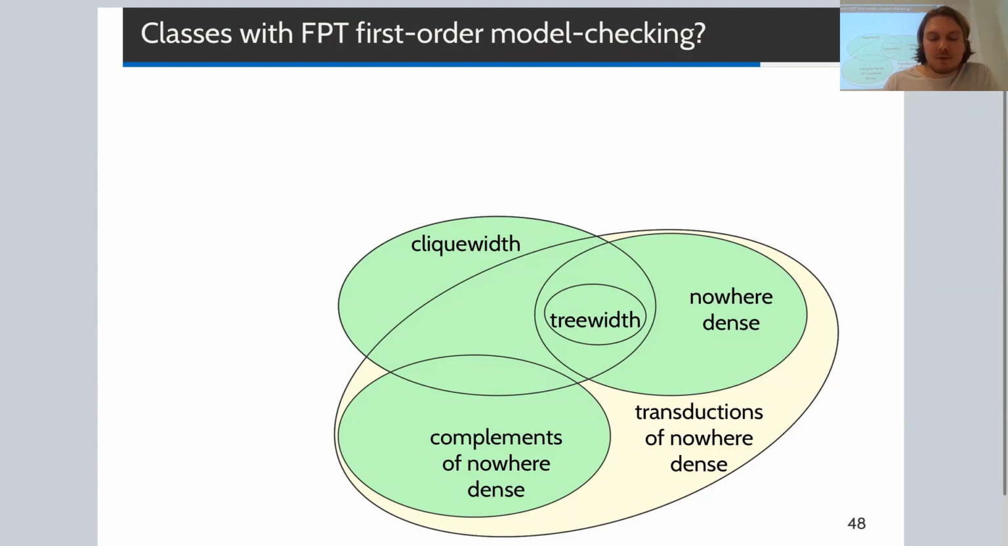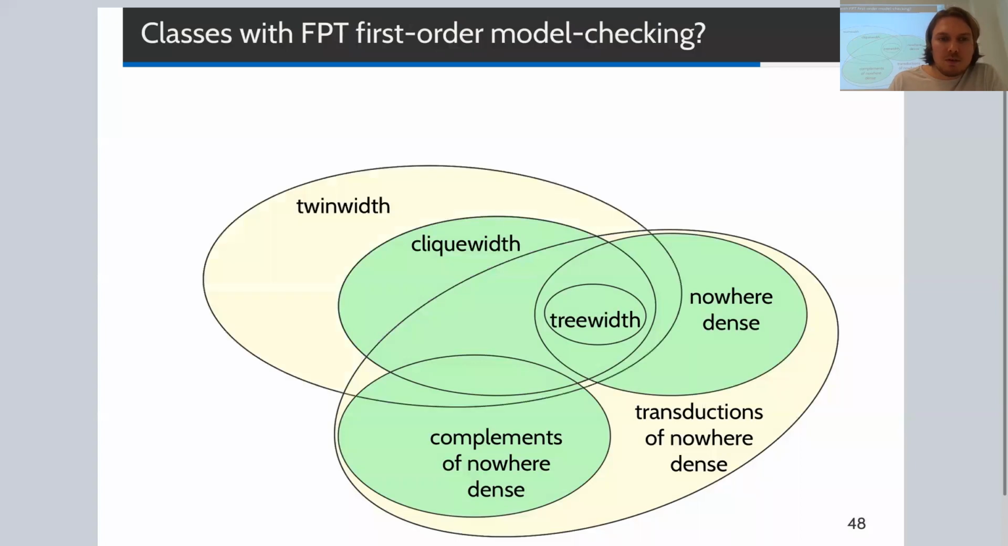But this is still not the complete picture. So this notion of clique width kind of sticks out. It is not contained in the transduction of nowhere dense graph classes. This is because clique width can contain very large orders or half graphs, and this is something that transductions of nowhere dense graph classes don't contain. And the picture gets even worse because there is a notion of twin width, which generalizes clique width, but is not comparable to transductions of nowhere dense graph classes.